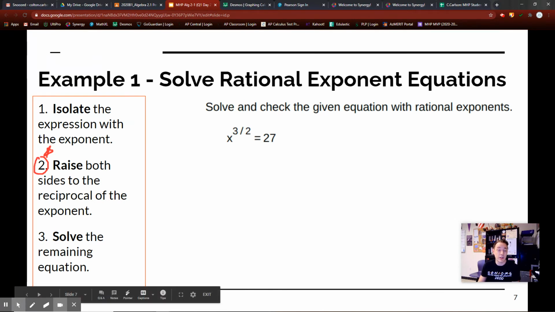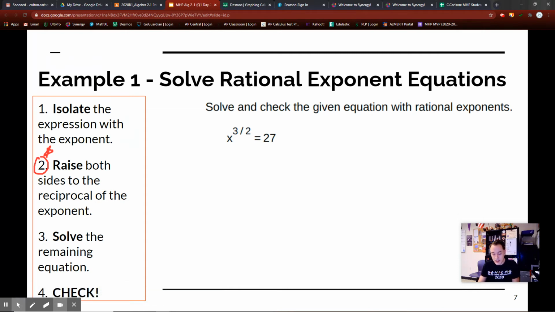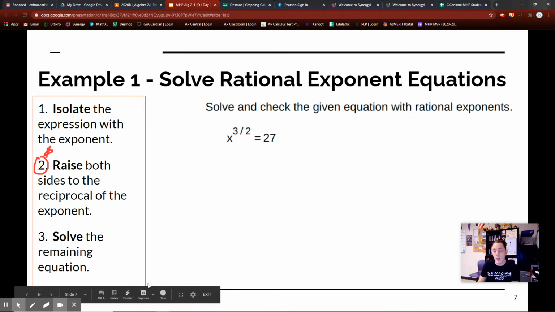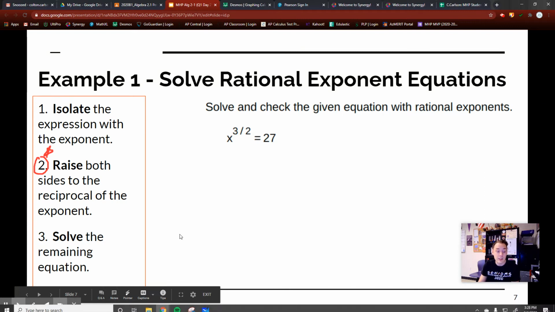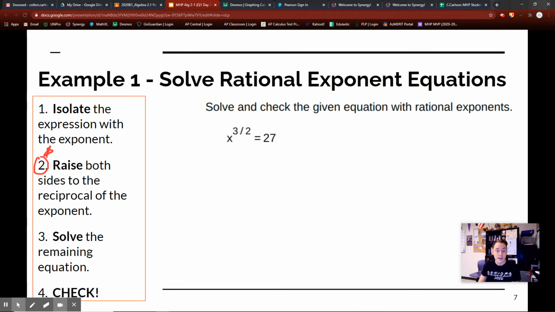I'll probably only show you the check for the first couple examples, and then I'm just going to tell you which one it is. Most of the time, I will be honest with you, you will always have the right answer. So most of the time when I say check, I really do mean we still need to check. It's not optional, just like in my last video for radical equations. However, I will be candid with you. Most of the time, you will get a right answer if you do the math correctly.